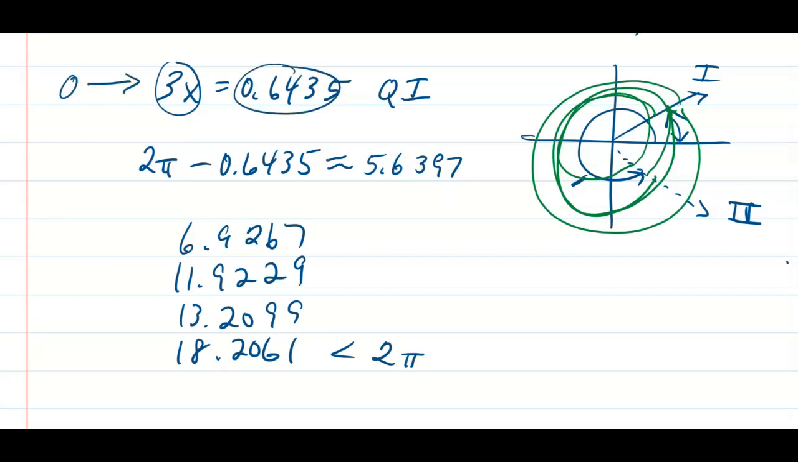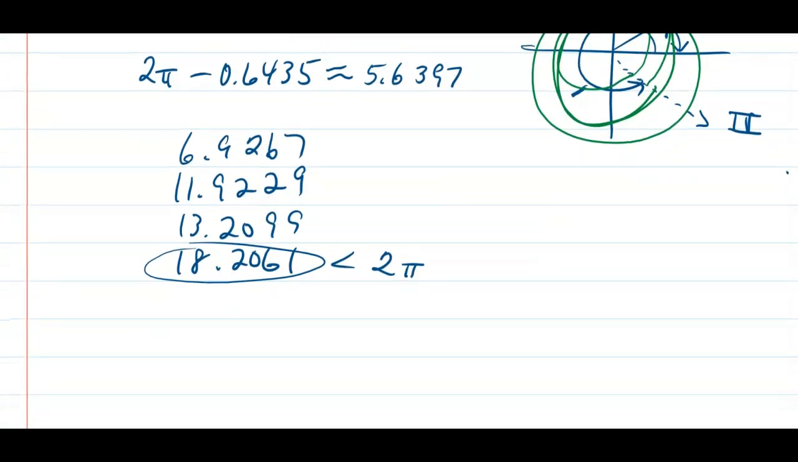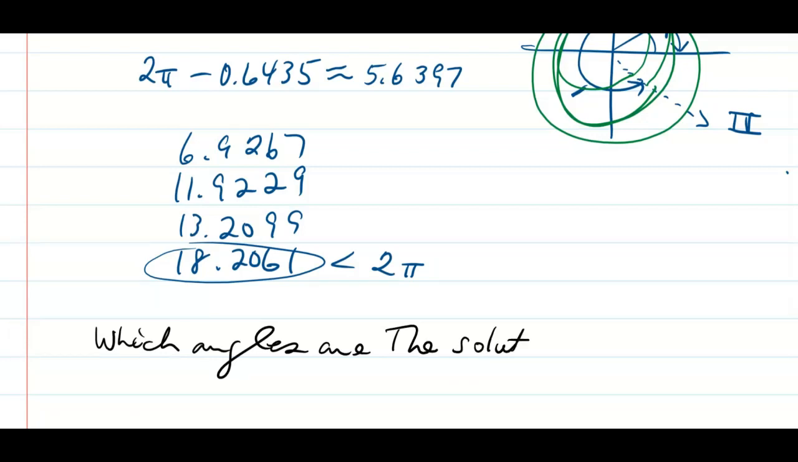This is less than 0. That's greater than 0, less than 2 pi. And of course, our last angle here, the sixth possible answer for 3x, is also less than 2 pi. Now, at this point, we need to determine which angles are the solutions, because we squared both sides of the equation earlier, and we may have introduced extraneous solutions.